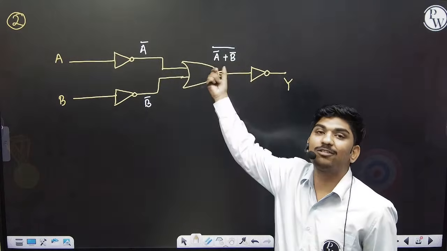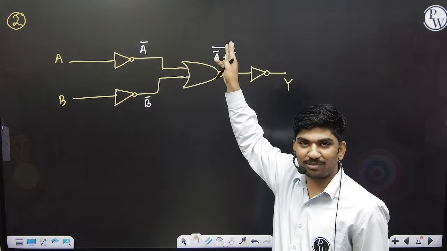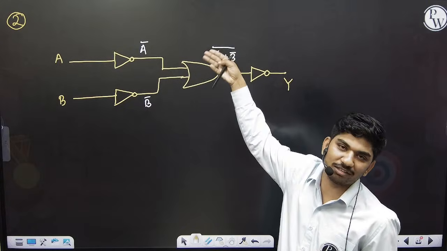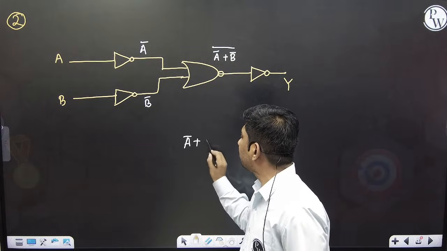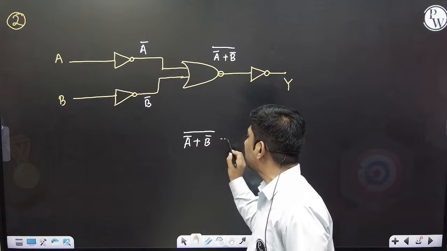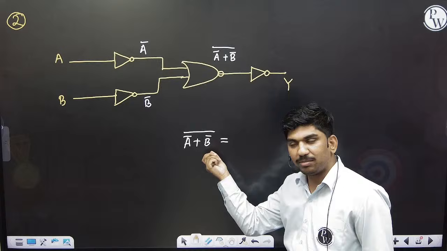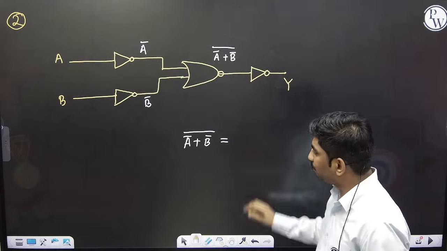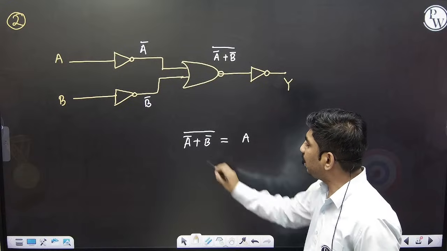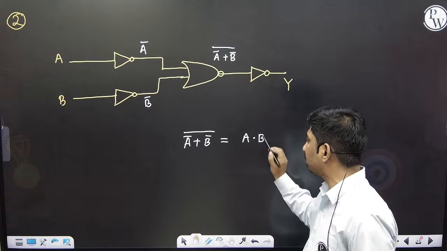Now what is it looking like, guys? Have you seen this? A plus B and bar of that. This is nothing but De Morgan's theorem that we have to apply here. We can write A bar plus B bar, and bar of that. De Morgan's theorem tells us to take the conjugate of A and B and replace the gate: plus should be replaced with dot. So we are going to get A dot B.